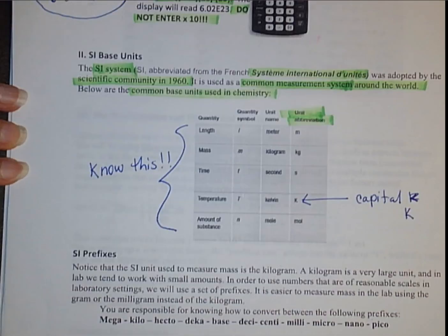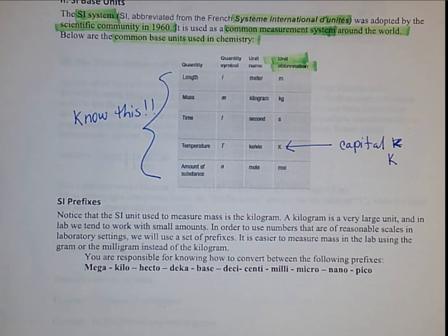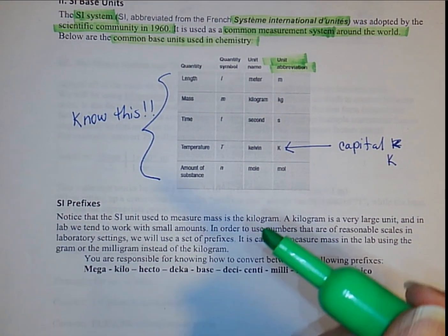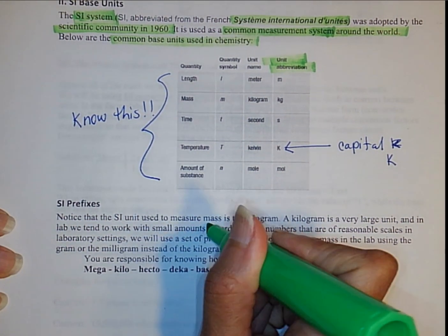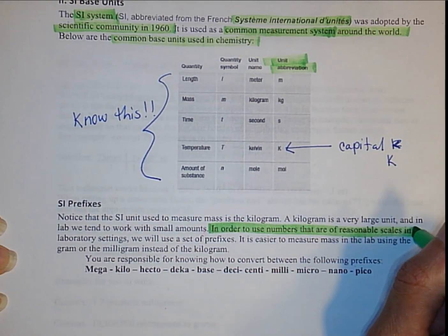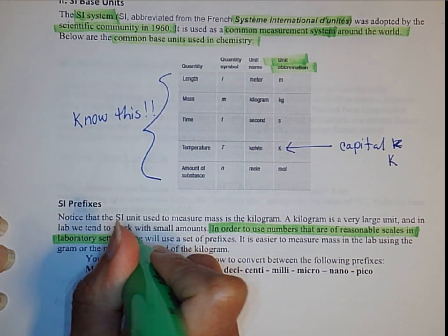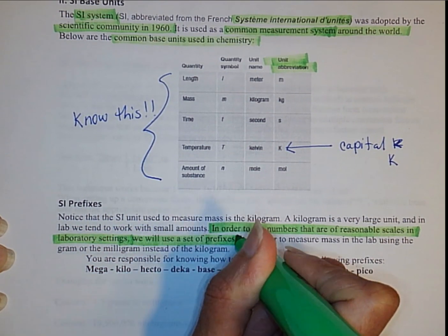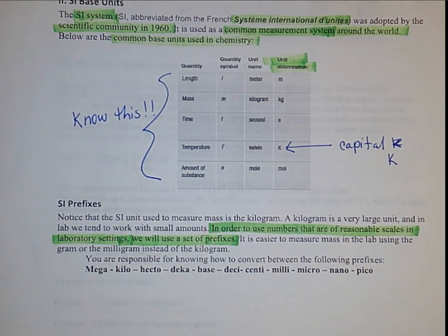So let's talk about base prefixes. In order to use numbers that are a reasonable scale in laboratory settings, we use a set of prefixes. Let's face it, in chemistry you're either using really large numbers or really small numbers, because we're talking about the subatomic world or the world of atoms. So you need something that puts everything at a reasonable scale.